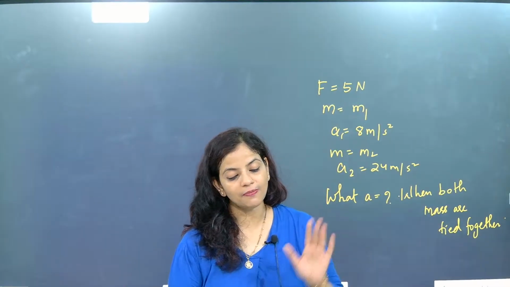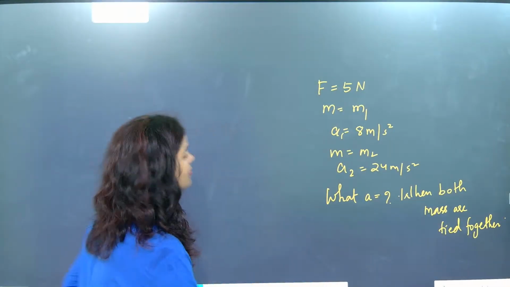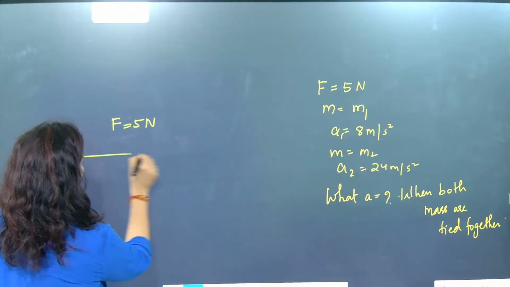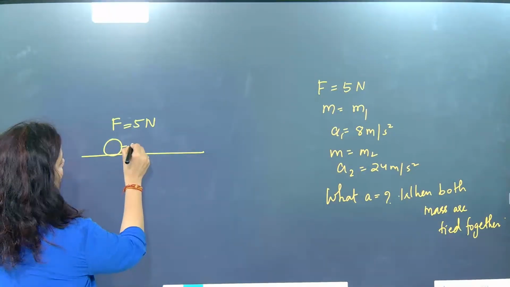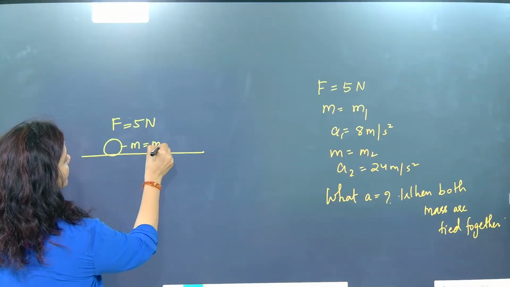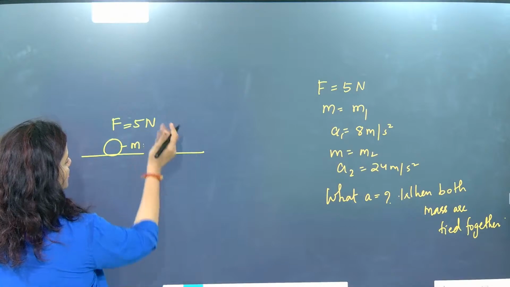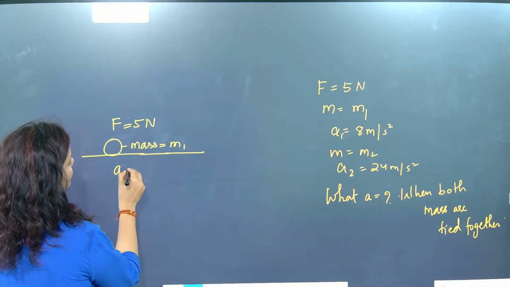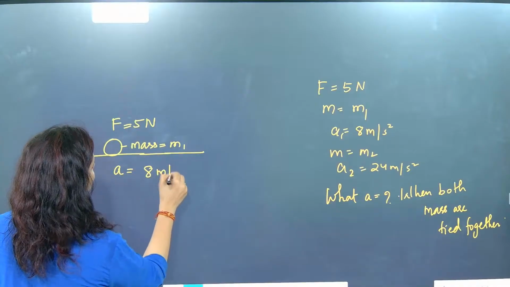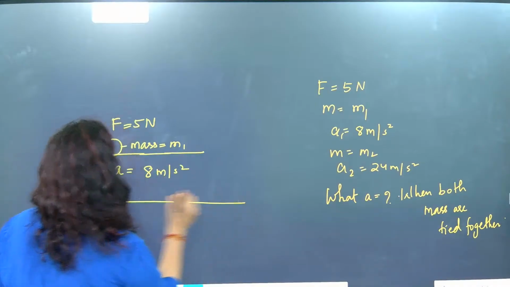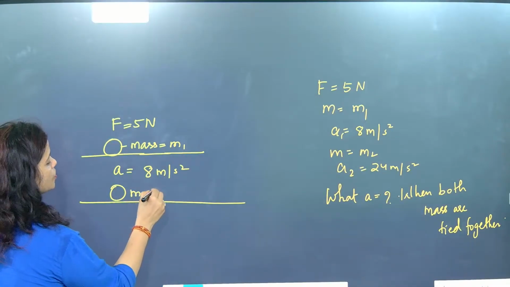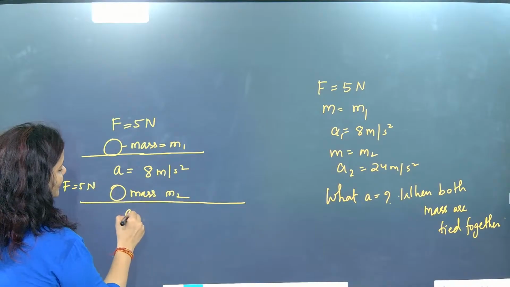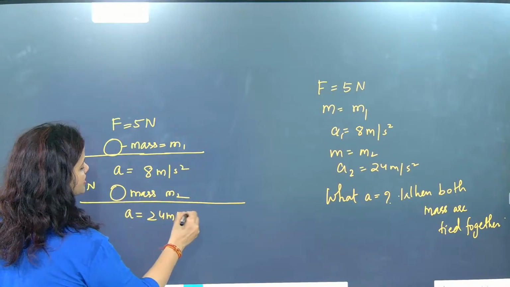5 Newton of force is applied. A body is there. So 5 Newton of force you are applying. A body of mass m1. Its mass is m1, and you are applying 5 Newton of force, having acceleration of 8 meter per second square. Another body is there, its mass is m2 and the same force, 5 Newton, you are applying. And that acceleration is 24 meter per second square.